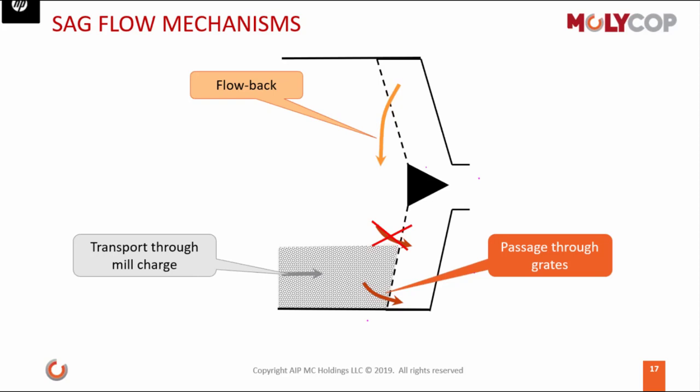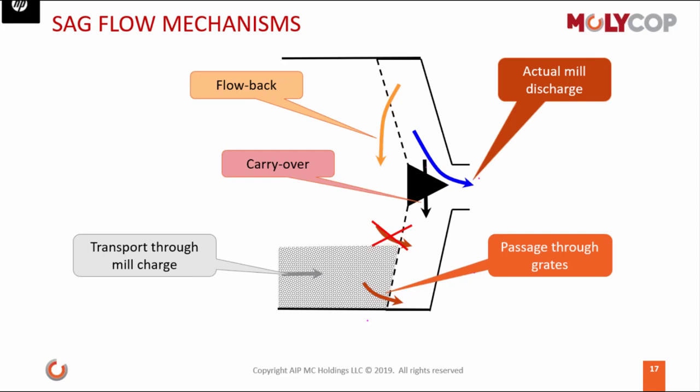If you have a very open grate, you are going to have some effects. The flowback: this is one of the issues the mill has. And the other problem the SAG mill has is the carryover. Not all the material is going out of the SAG. Some material is in a circulating load to the flowback, and other material is in a carryover. And only a portion of the flow is going out of the mill. So that is why it's so important you have a very good design, a pulp lifter.